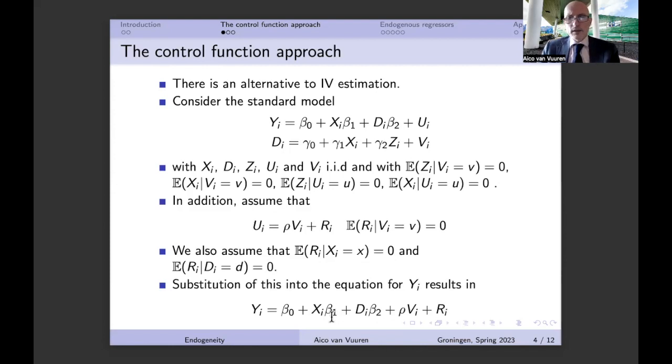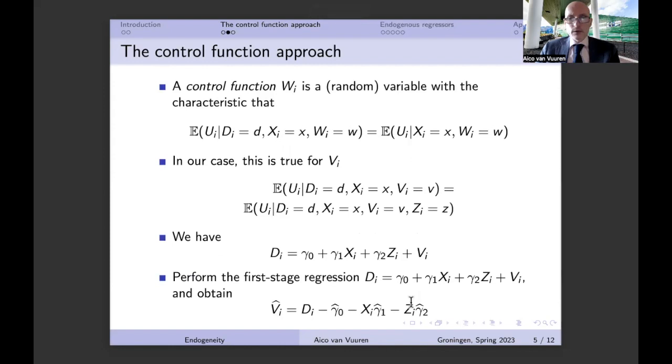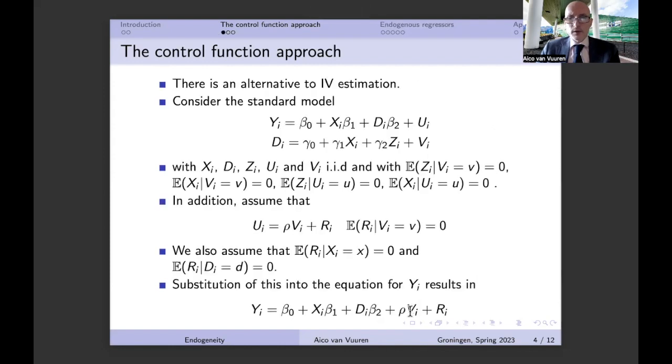But we do already know as well that this regression equation that we have over here doesn't work, for the simple reason that vi is unobserved. So the question arises, what can we do about that? Well, vi is of course unobserved. It's by definition the unobserved part that we have over here. But one thing that we could do is try to estimate it. Instead of knowing it, we can try to estimate it.